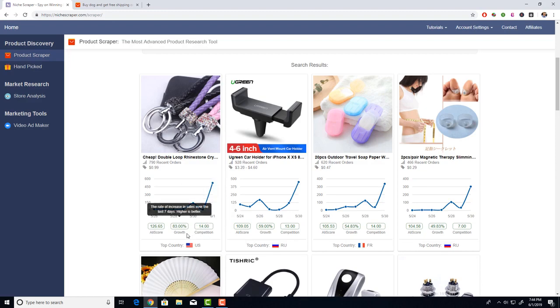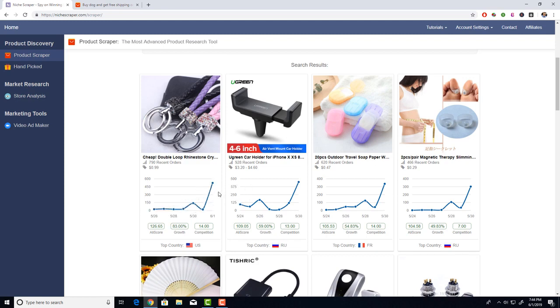All right, now the growth rate is essentially how fast this item is growing. How many orders it's gotten in the last 7 days, and whether it's trending upwards or downwards. If you want to get onto a viral product, you obviously want to be on it when it's trending upwards, and that's what it's going to show you right here. It's got a positive growth rate of 83%.